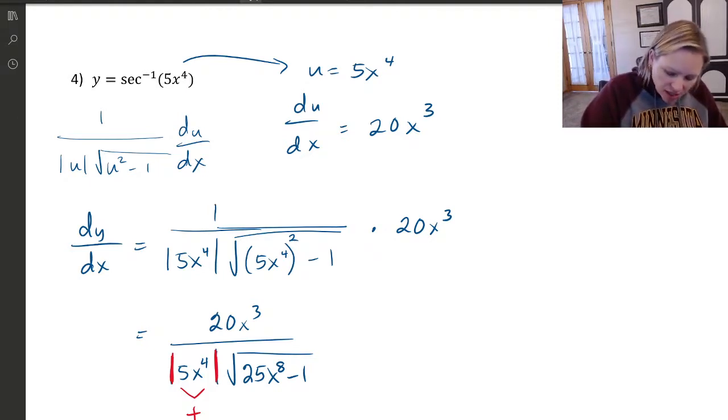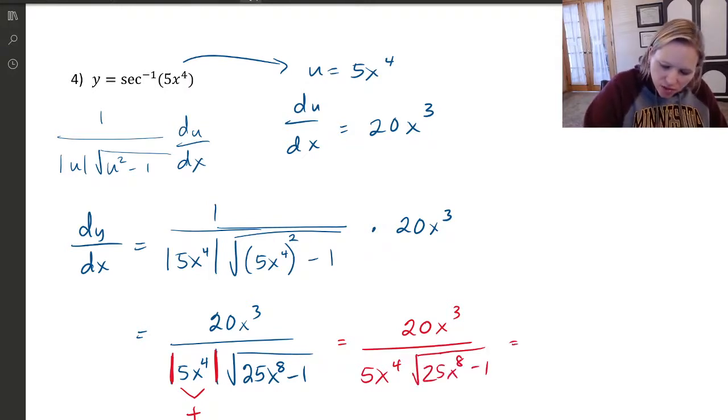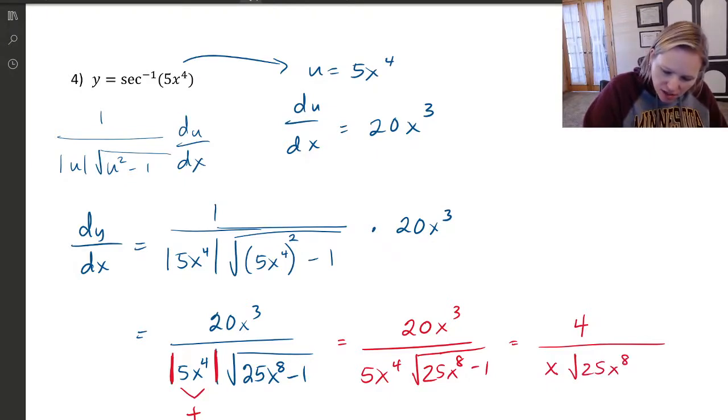So I can actually cancel, and then I can simplify this right here. So here we go. We're going to have 4 in the numerator, and then in the denominator we reduce down to an x, times the square root of 25x to the 8th minus 1. Ta-da! There it is. There's your answer.